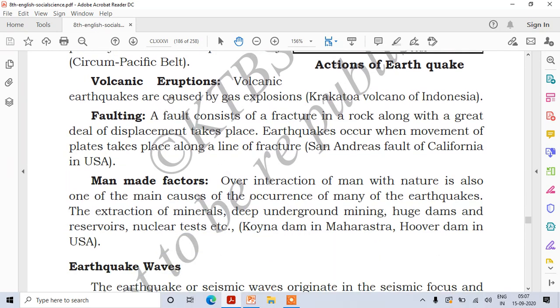Volcanic earthquakes are caused by gas explosion. So how can this type of earthquake occur? It can occur by gas explosion. Example is Krakatoa volcano of Indonesia. Because of gas explosion, this volcano eruption took place.